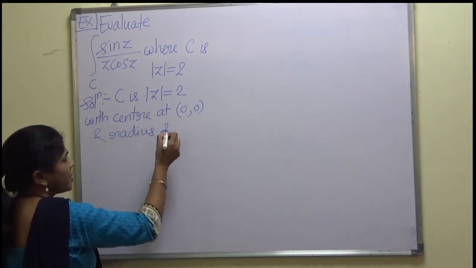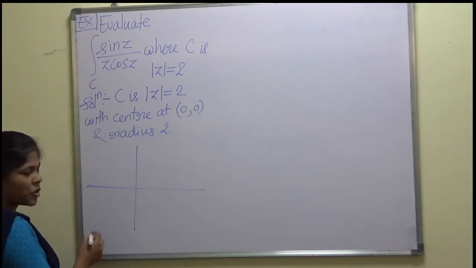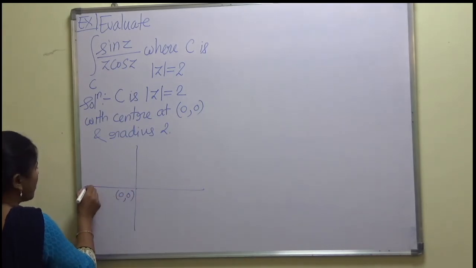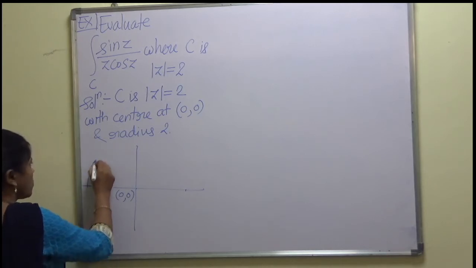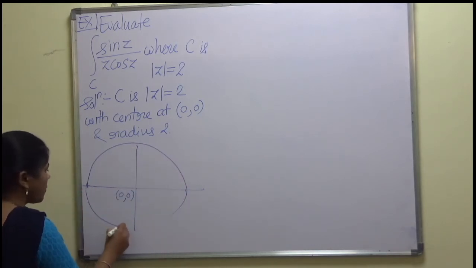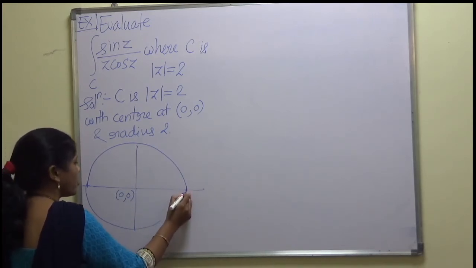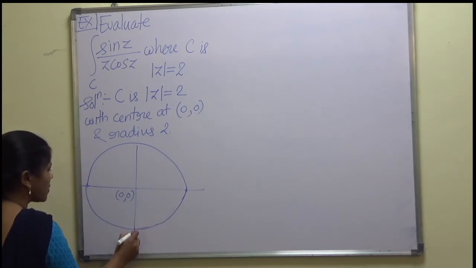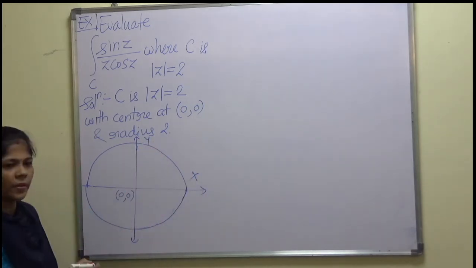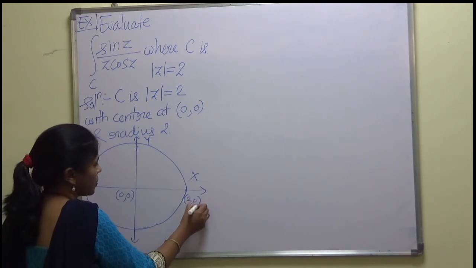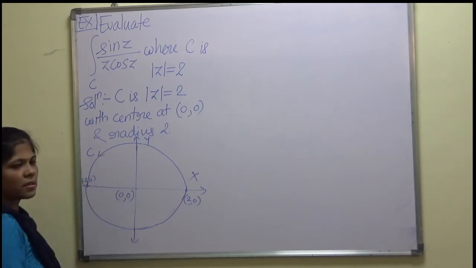This you know very well, how to find the center and radius. We draw the circle with center at the origin, that is (0, 0), and measure 2 units distance on left as well as right. You will have this type of circle. Assume that it is a circle, I know that I am weak in drawing. This is x, y. This is the point (2, 0), and this one will be (-2, 0). So this is our circle, curve C.